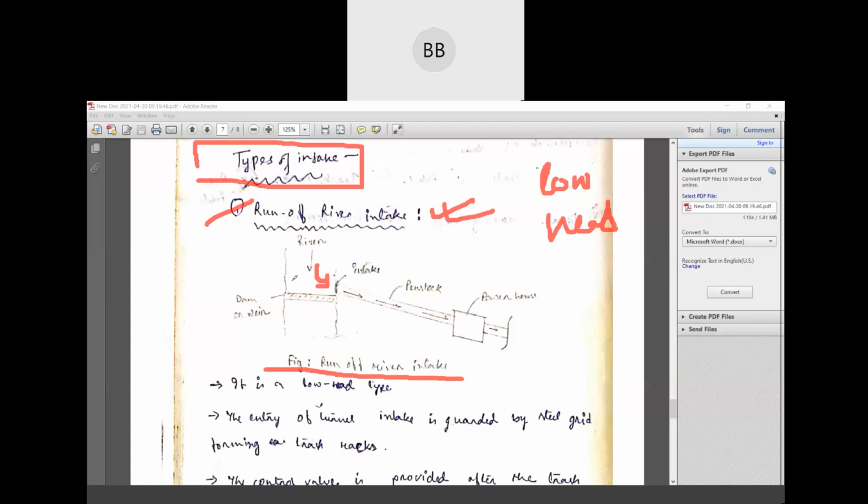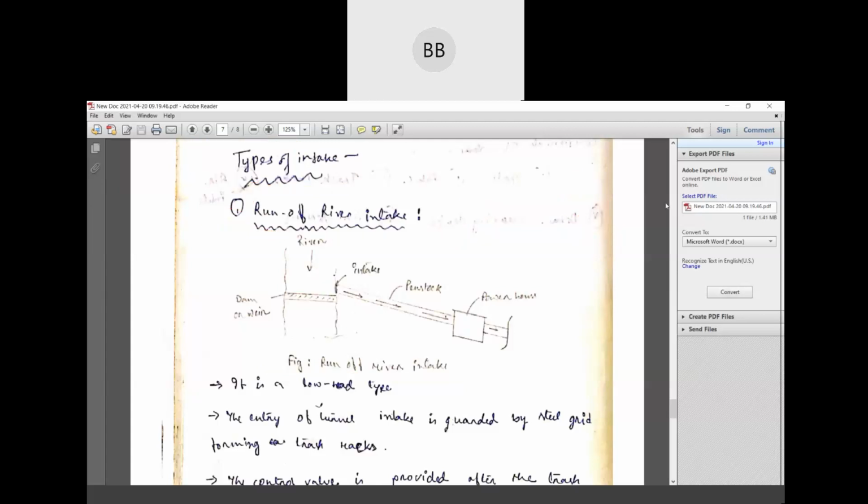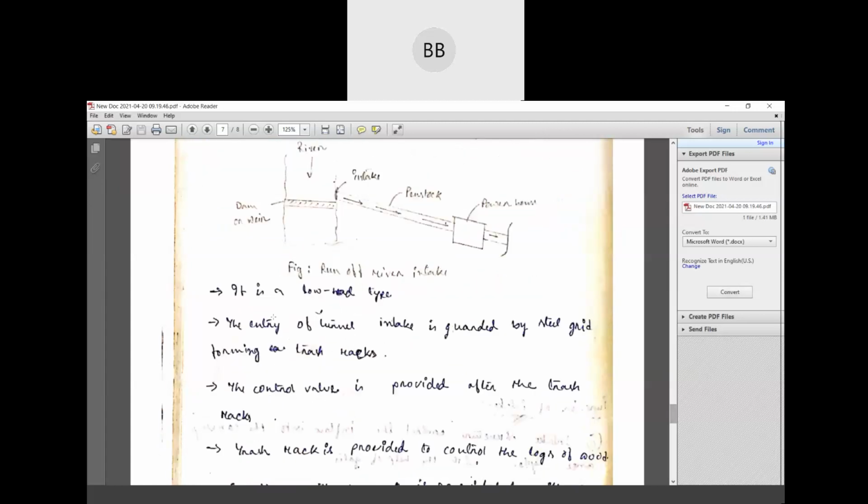So in those schemes, if we install an intake structure, those intake structures are called runoff river intake. Here it is very much similar to the runoff river scheme, that is low head. You can write it down. First one, it is a low head type. It's a very simple and basic one.